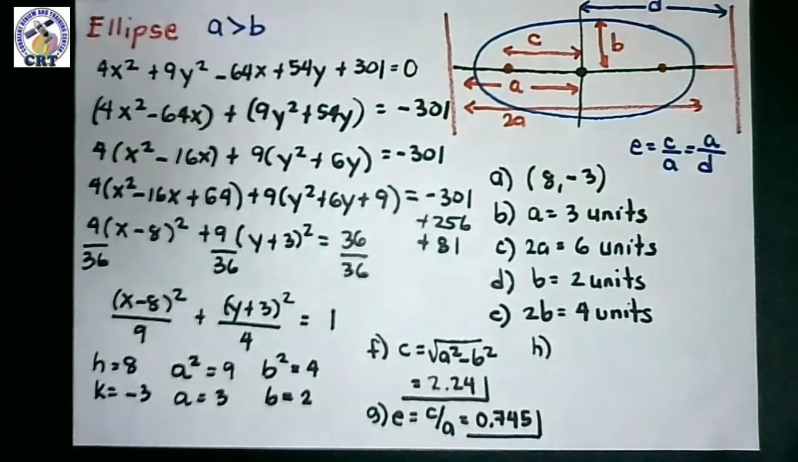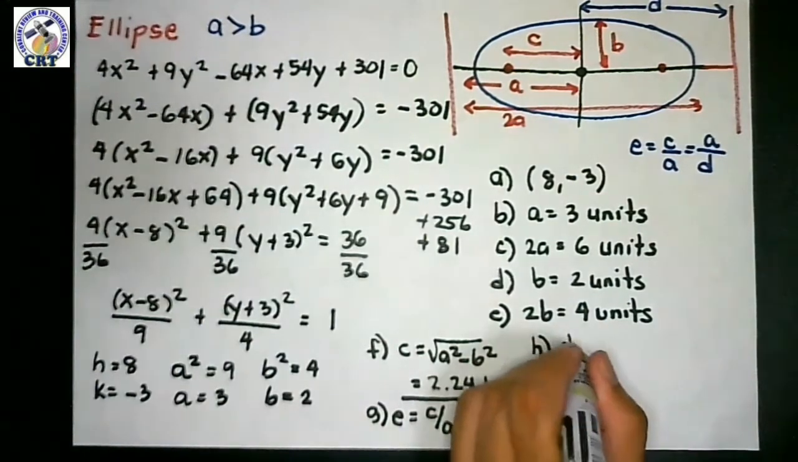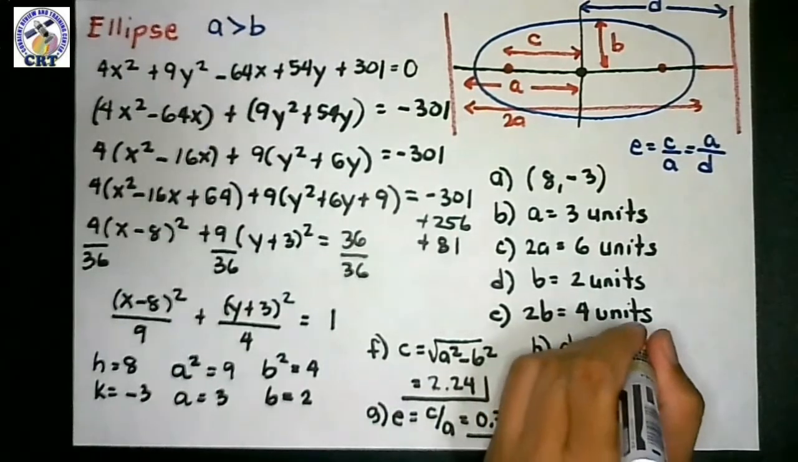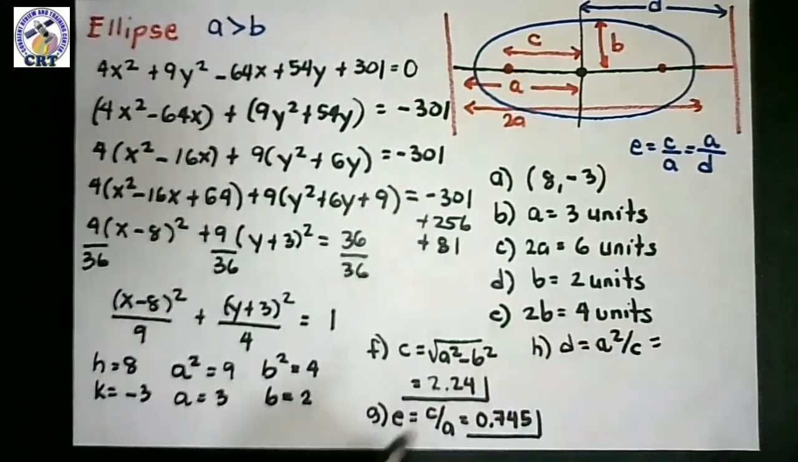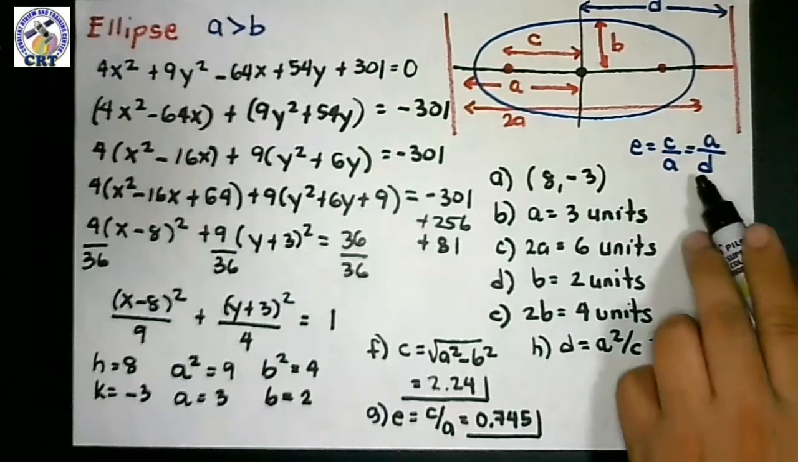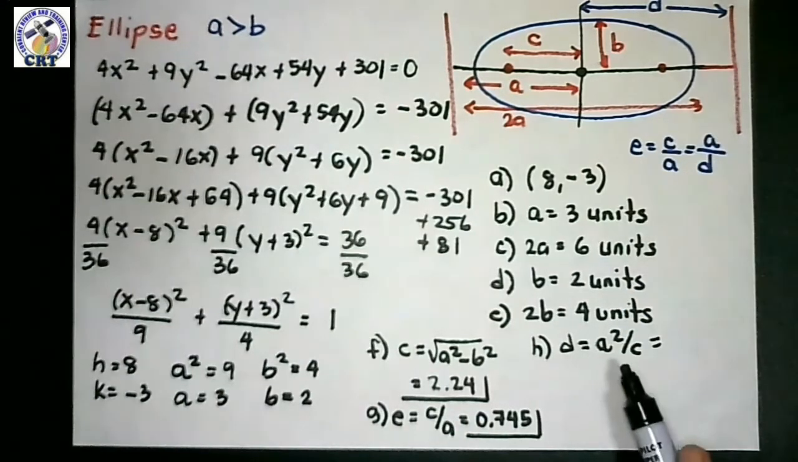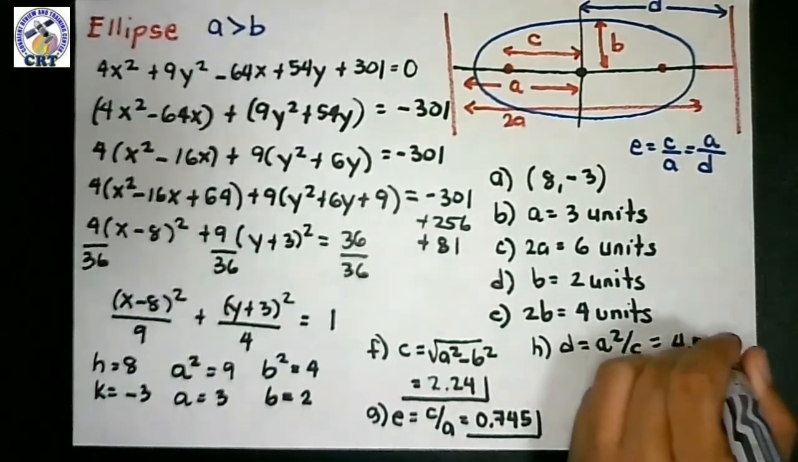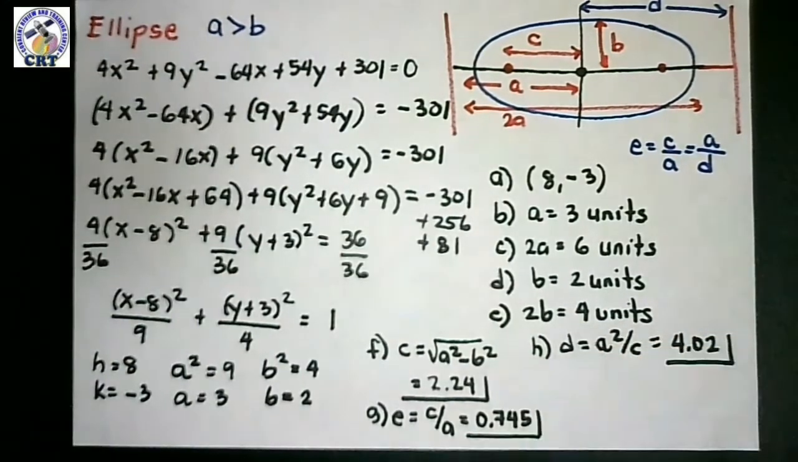Pwedeng ganyan. So, therefore, pwede nating masolve ang D equals A squared over C. So, pwedeng ganyan yung solution natin dito. So, A squared is 9 over C 2.24 or square root of 5 pinanggalingan yan. Yun na lang ilagay natin. So, this is 4.02 units. Ayan.